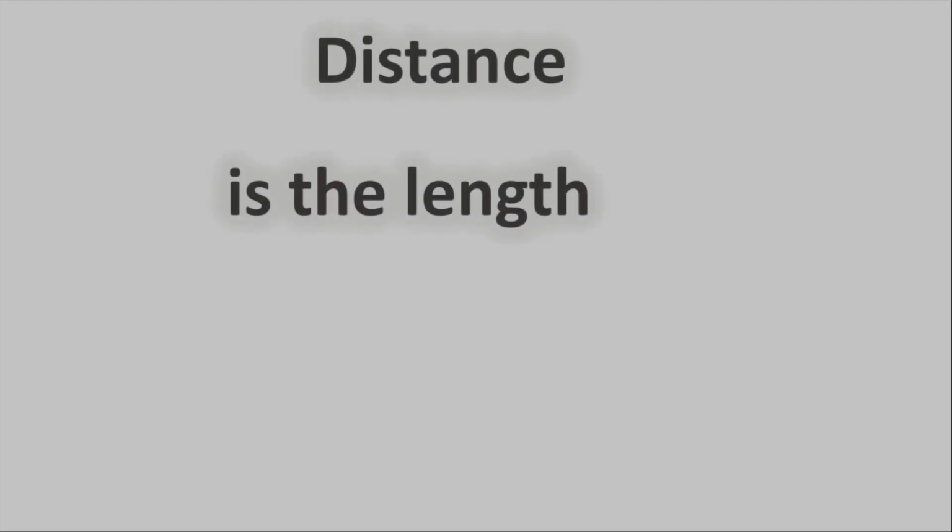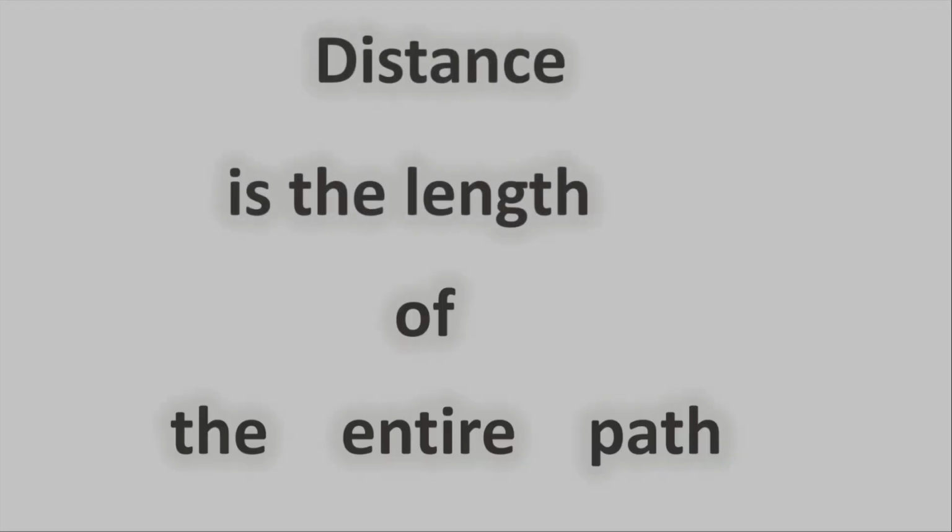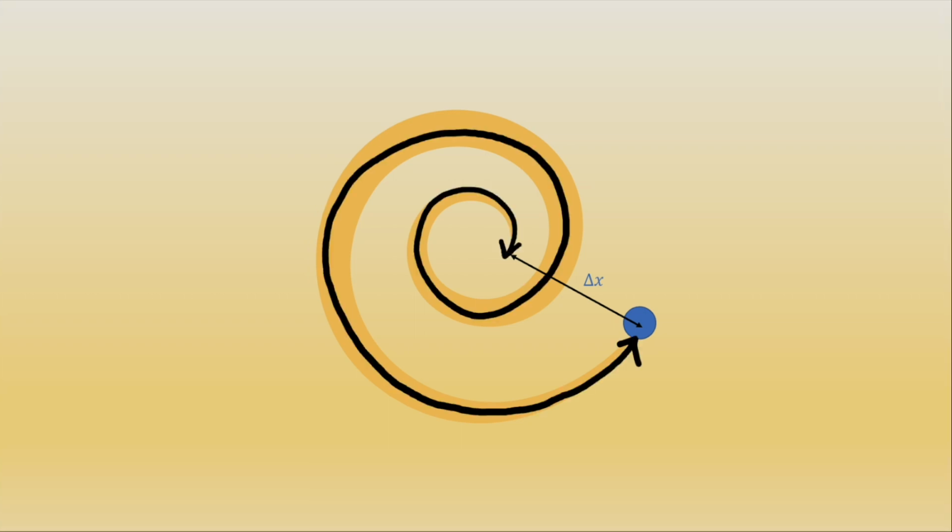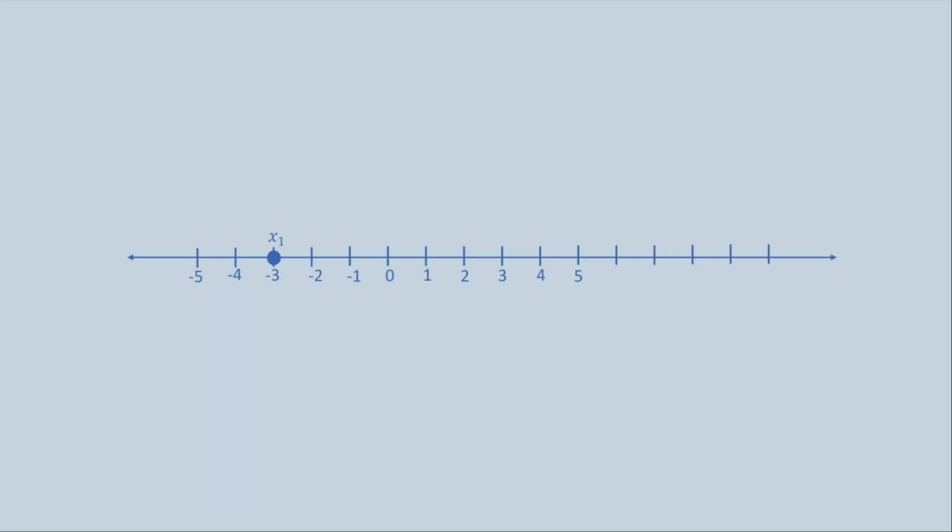Distance is the length of the entire path. If an object moved along the spiral path, then the displacement would just depend on the initial and final positions, but the distance would be equal to the entire path length. Taking an example from straight line motion, if this particle moved back and forth multiple times, then the distance would be equal to the entire path length.